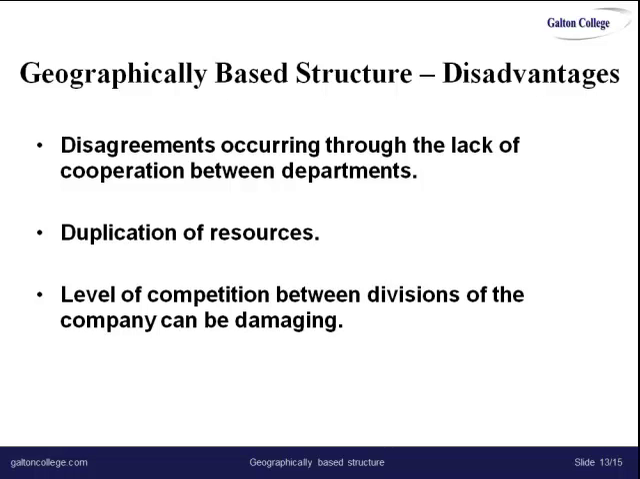And the level of competition between the divisions of the company can be damaging. They can become very focused on each other and their performance and try to outdo each other, which may not be a good thing for the overall structure of the business. Because a particular division or a particular geographical area is doing well doesn't mean that it's to the advantage of the overall business. Perhaps control from the top will need to balance the different geographical areas and balance their efforts in those areas.